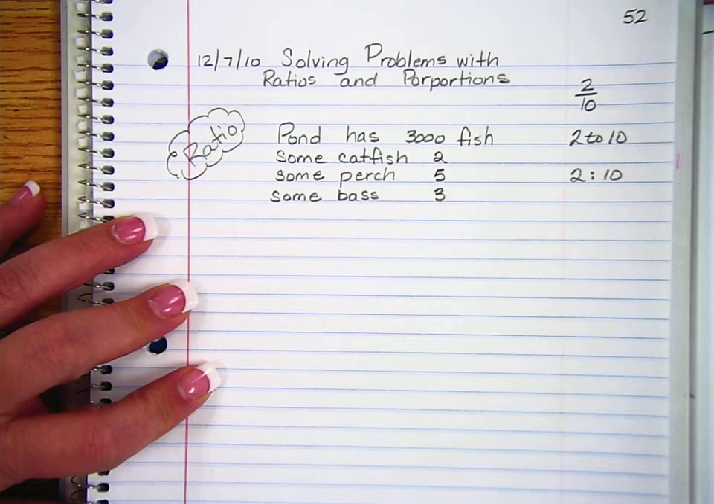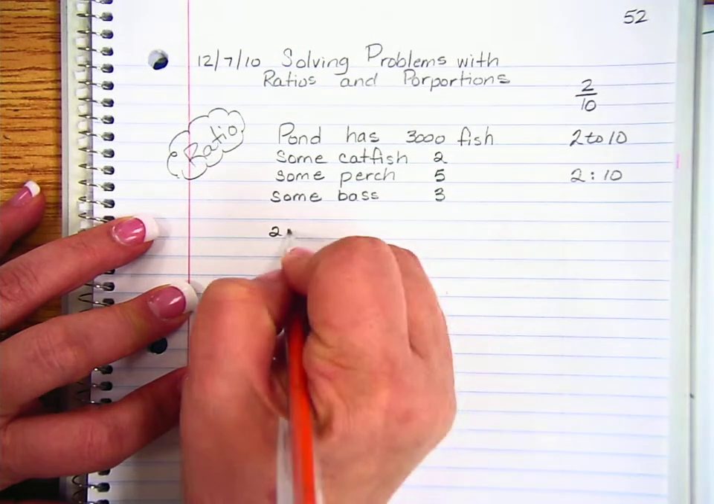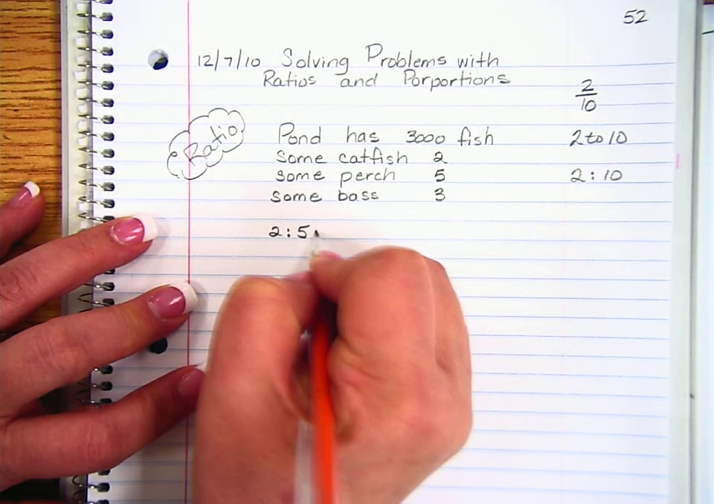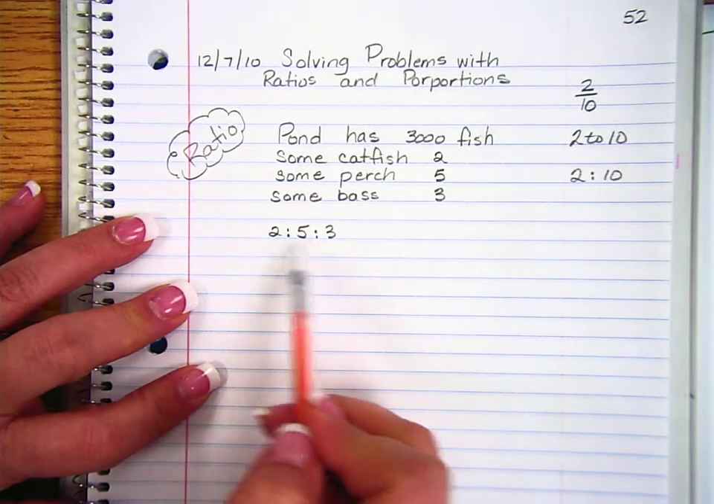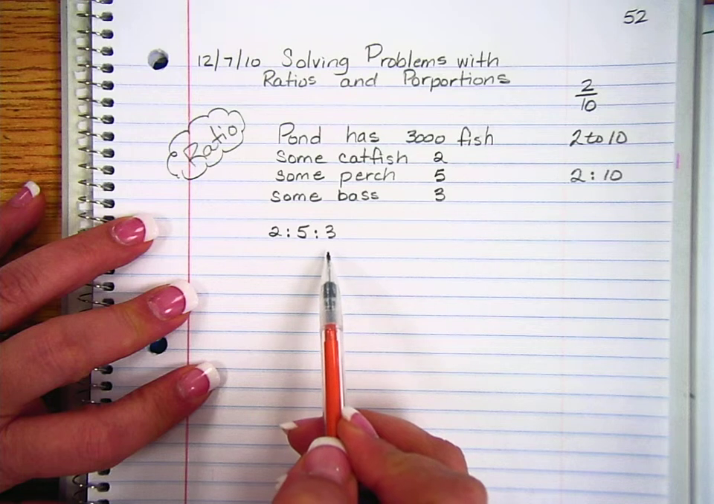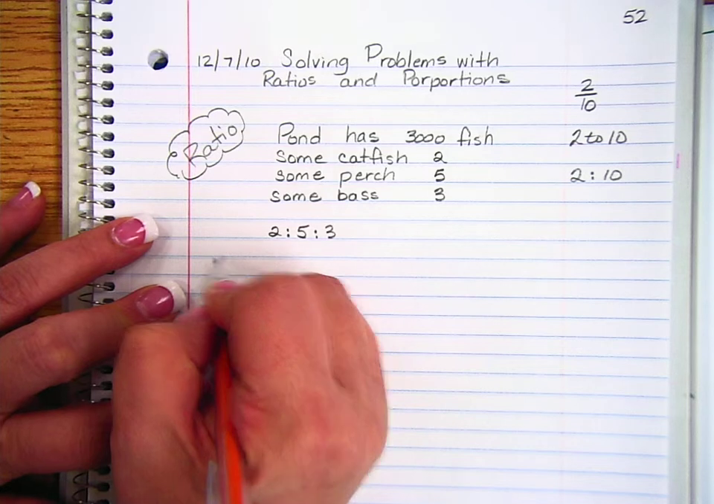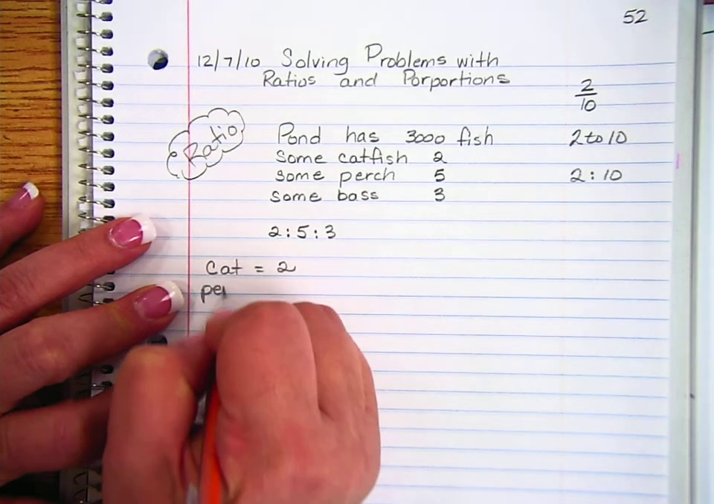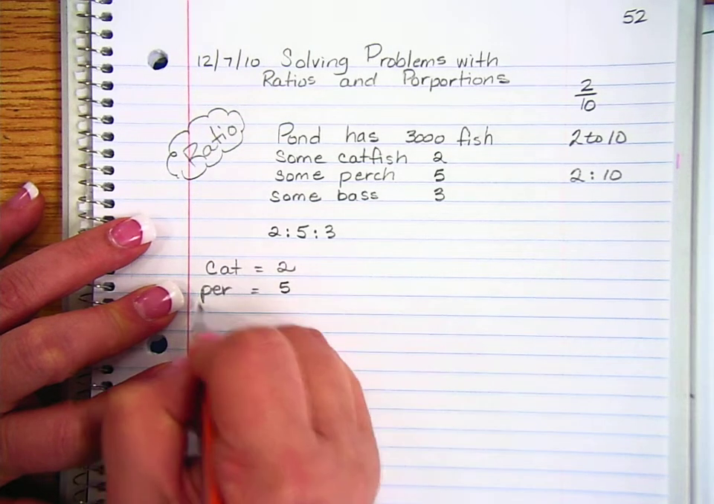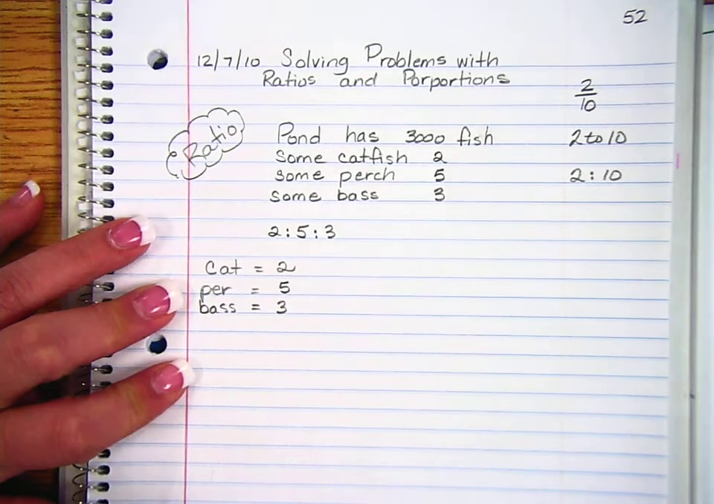Okay, so what is our ratio or breakdown of fish in that pond? If we were going to write it in something like this, what would it look like? 2 to 5 to 3. That's the ratio of fish that's in that pond. It doesn't matter which order you put them in right now, as long as you know which number goes with which type of fish or which category. Okay, I'm going to go ahead and write this down here. Again, I'm going to write cat equals 2, perch equals 5, bass equals 3. That way I can work some math out beside those.